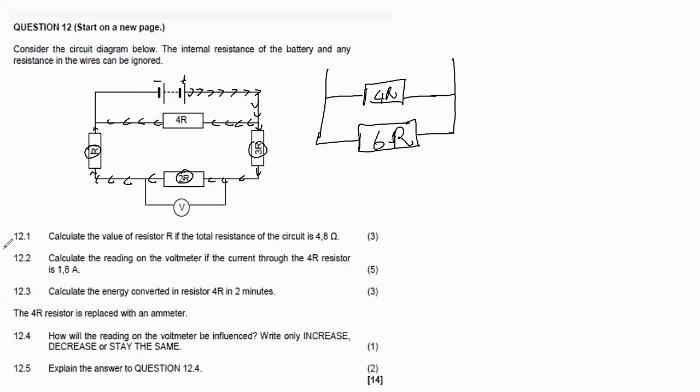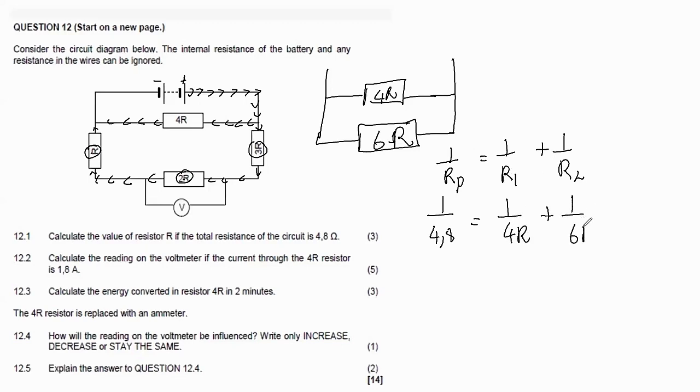12.1 says calculate the value of resistor R if the total resistance of the circuit is 4.8 ohms, right? The 4.8 ohms is coming from these two resistors in parallel. Remember, the 6R represents the total resistance of all these three here. To calculate, we say 1 over Rp is equal to 1 over R1 plus 1 over R2. We are given 4.8, and then R1 is 4R, and R2 will have to be 6R, right?